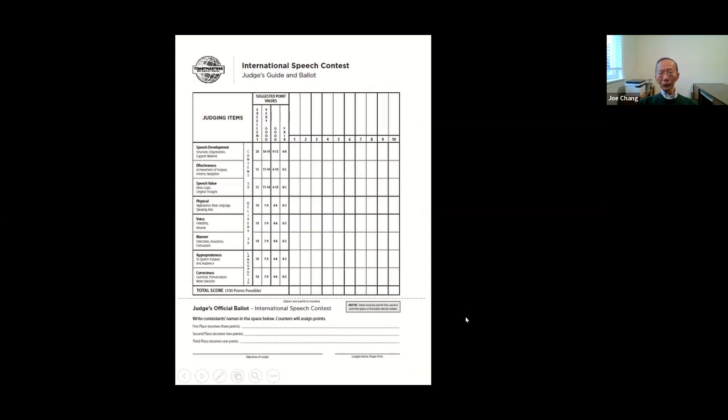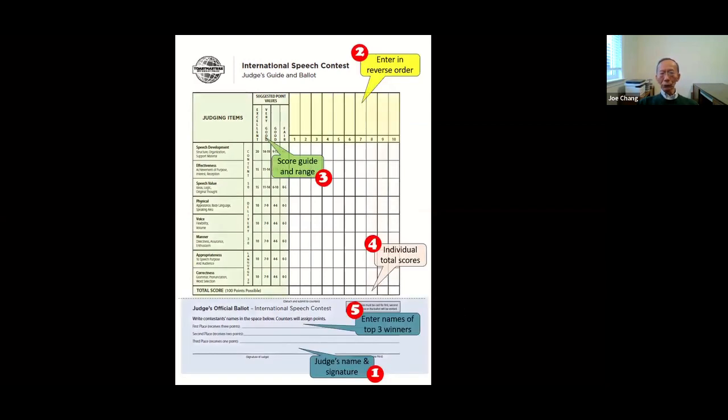The chart has many sections, and I want to go through each section in detail. So I will block out different sections with color, and we'll go through it one by one. The first thing, when you hold this chart in your hand, you should put your name and your signature at the bottom. Step number one.